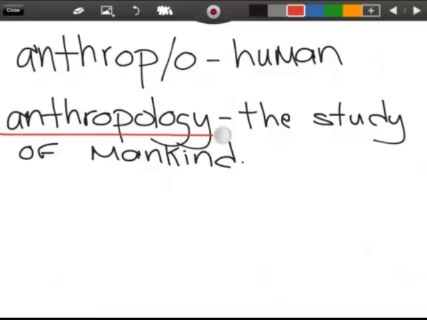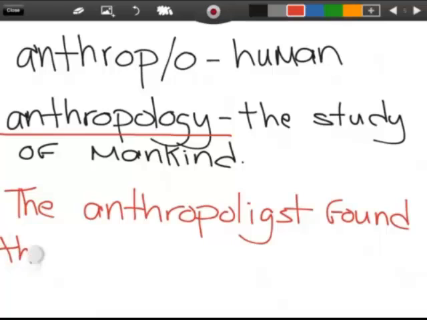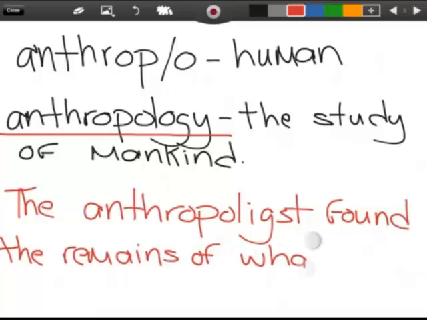And if I wanted to use this in a sentence, I would say the anthropologist found the remains of what seems to be a fossil.